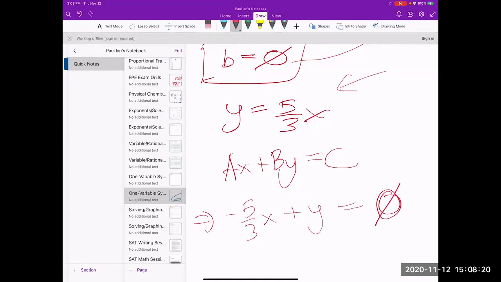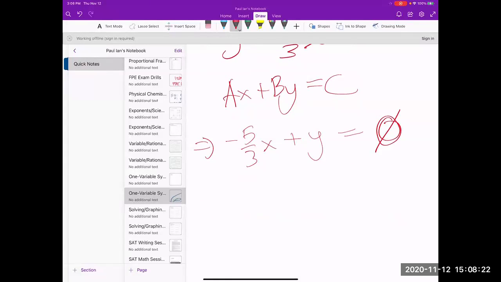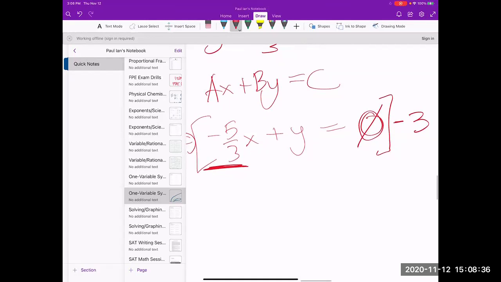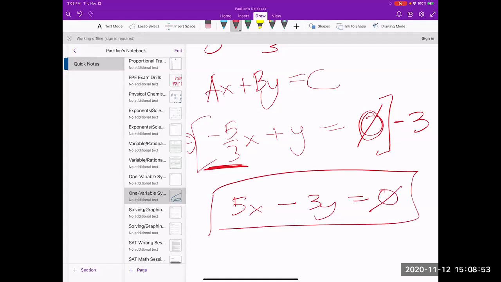It's 0, right? And then we don't really like having fractions and negatives for our coefficients. So what we usually do is we just times it by the negative to take out the negative, and then the denominator. And that's just standard. And when you do that, the x becomes 5x, and minus 3y, equals this guy.